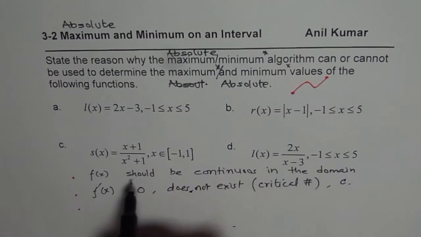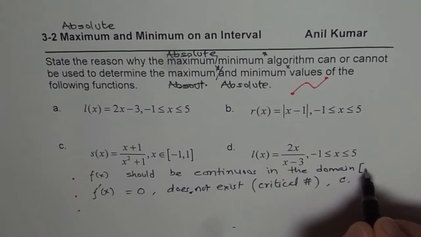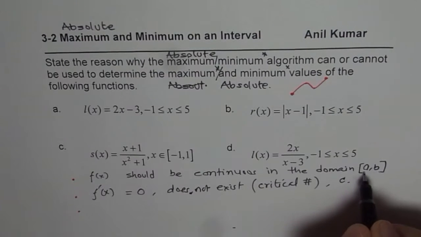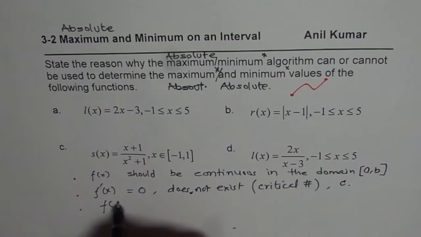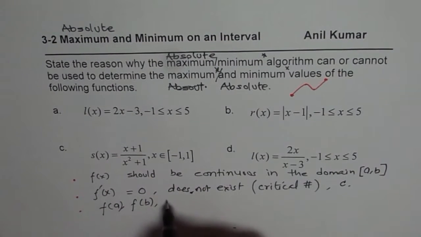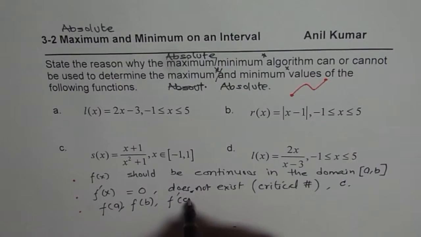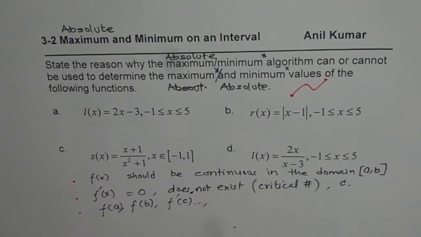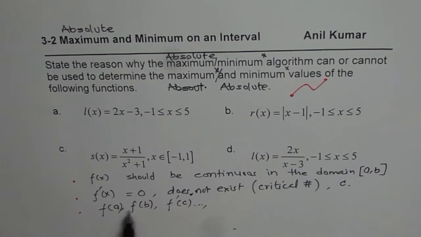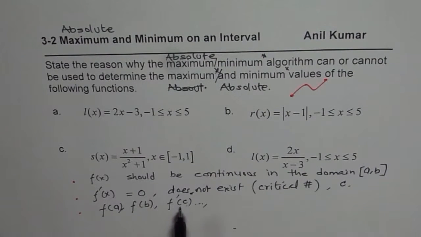So let us say the domain is from A to B, right? So from A to B, both included. In that case, then you find what is f of A, what is f of B, and what is the value at those critical points, right? There could be more than one critical point, right? All these critical points. Then you compare these values. The highest value will be the absolute maximum, and the lowest will be absolute minimum, right?